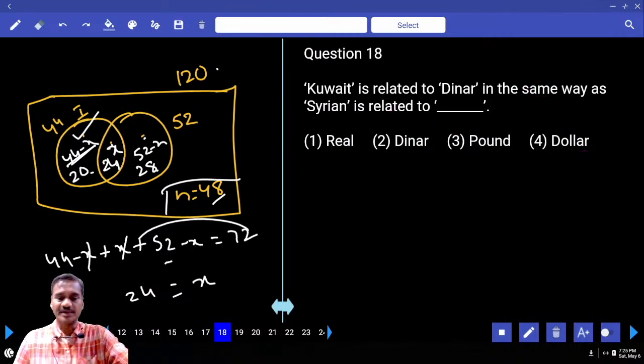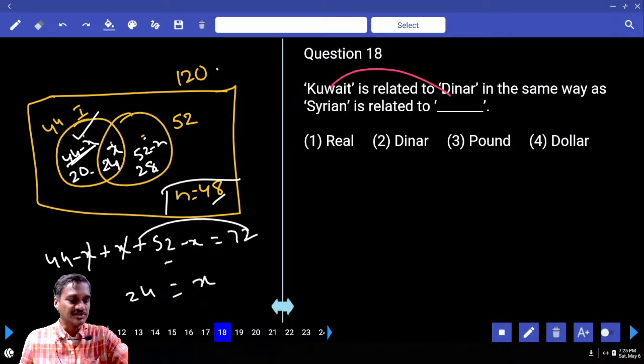Then the 18th one, Kuwait is related to dinar. What is the relation between these two? Country and the currency. And Syria, and its currency is what? Its currency is a pound.